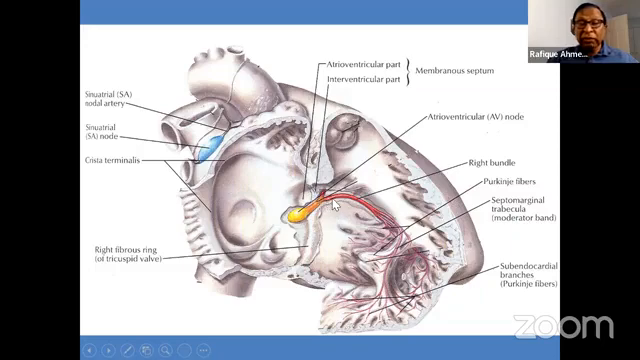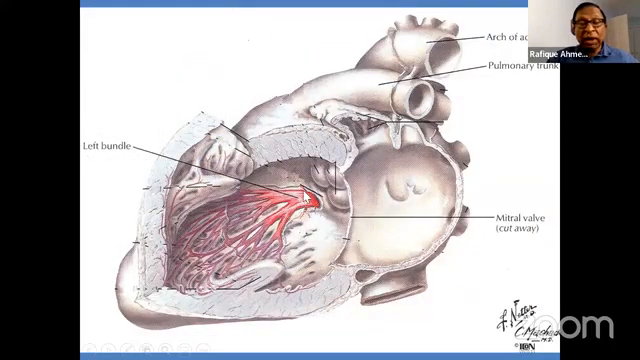And then it splits into the right bundle, which goes along the subendocardial tissue and then through the moderator band into the right side of the right ventricle. And it conducts very fast. And then on the left side, this is the wider left bundle. It splits into 2 fascicles, anterior fascicle and posterior fascicle, and then it ramifies. The electrical conduction happens through this conduction tissue, and it's very fast. And that's why when we do an EKG, it's narrow.